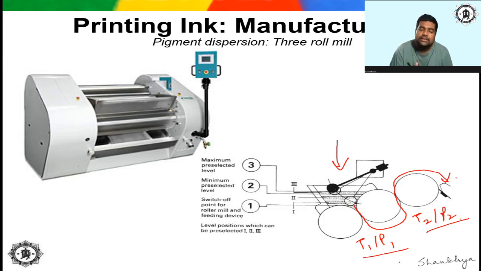And by changing this pressure and temperature, you can increase or decrease the shearing forces acting on the ink, and due to this the amount of dispersion will vary. So the degree of dispersion will vary, and depending upon what type of ink you have chosen, what type of pigment and resin combination you have chosen, this temperature and pressure has to be changed. So this is how the entire ink manufacturing process works.